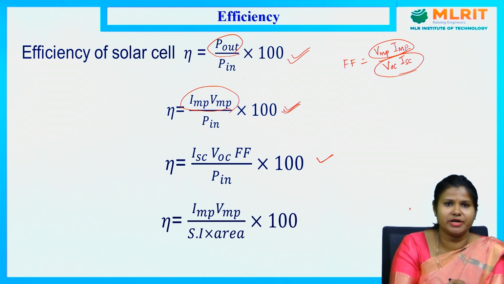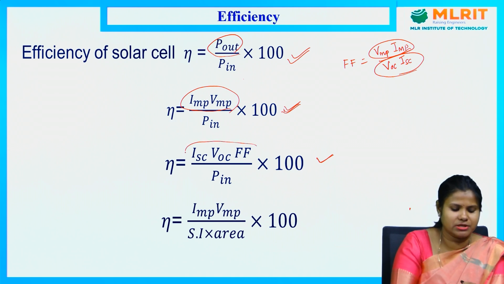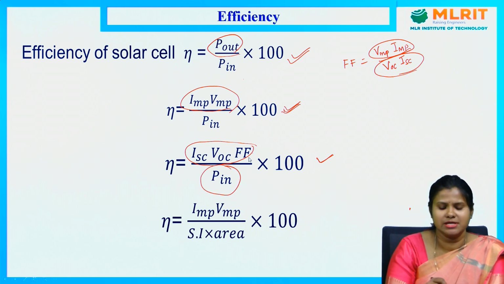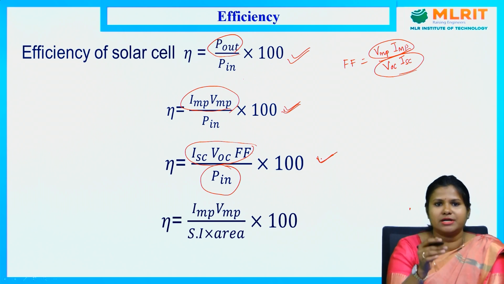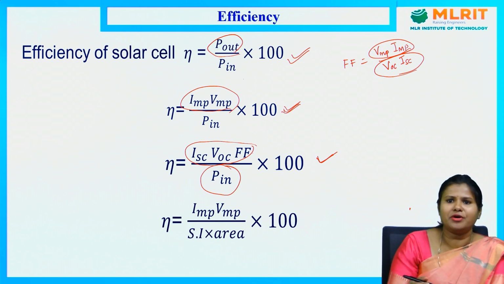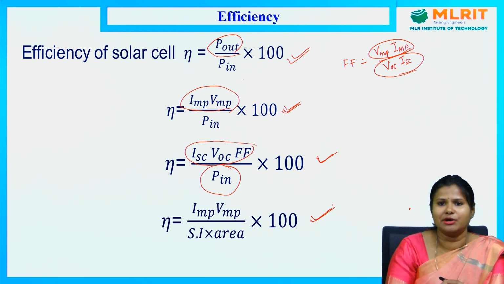So this numerator can be replaced with short circuit current into open circuit voltage into fill factor, divided by input power into 100. So this is the efficiency in terms of short circuit current, open circuit voltage, fill factor and input power. Now again, if the solar insolation is given, from that also we can find out the efficiency.